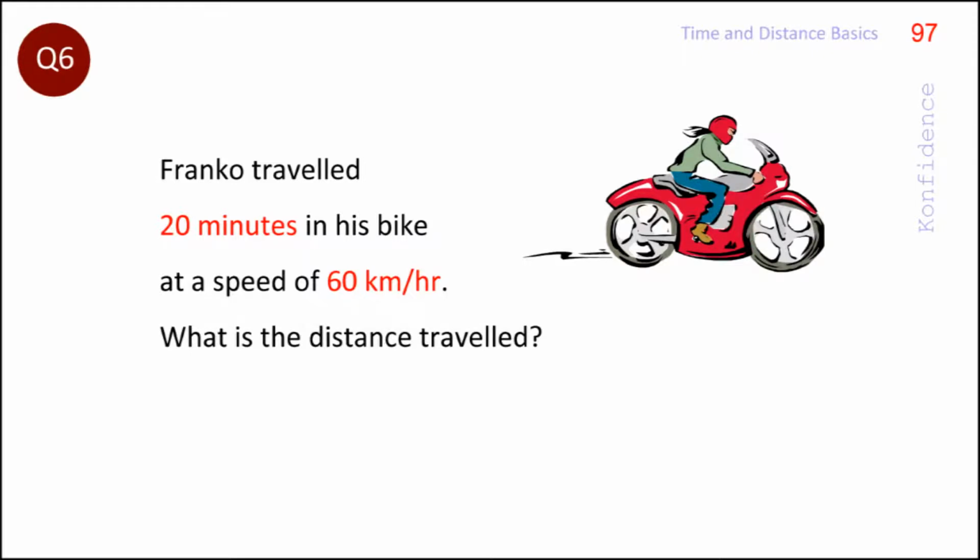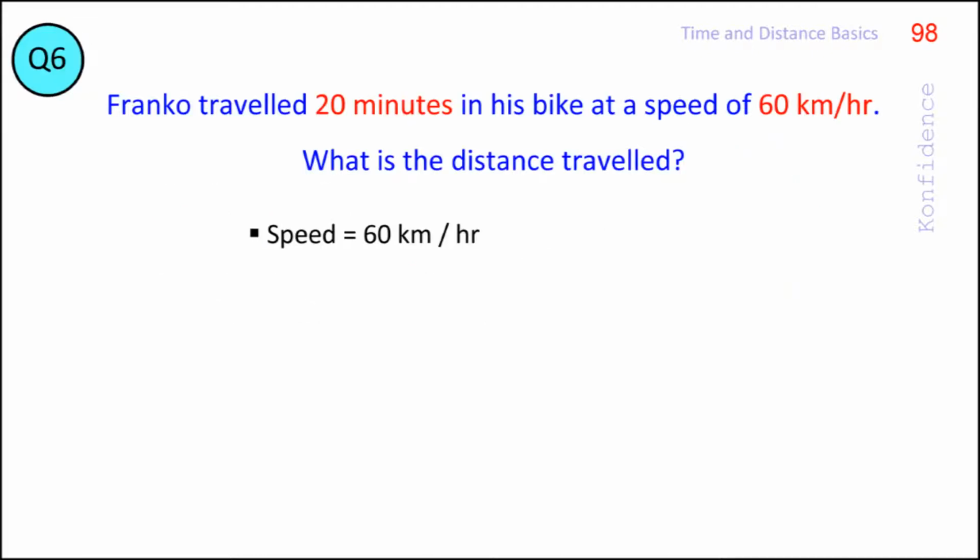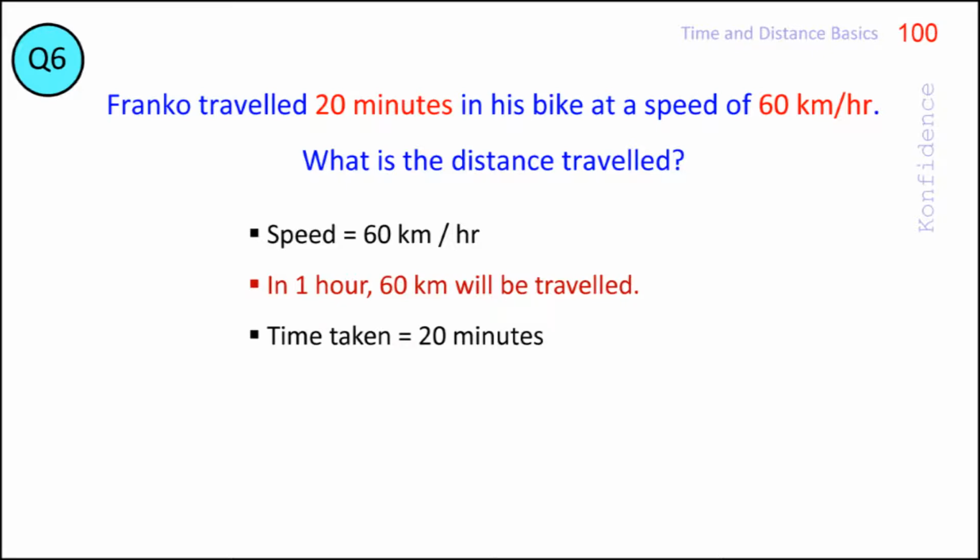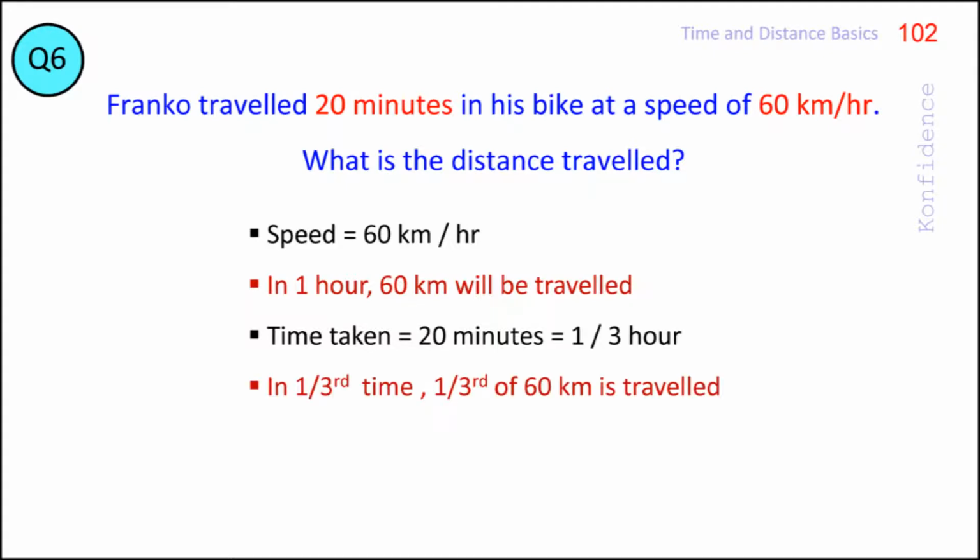Look at the slide. Franco traveled 20 minutes on his bike at a speed of 60 kilometers per hour. Can you find the distance traveled? We know that Franco's speed is 60 kilometers per hour. That means Franco will travel 60 kilometers in 1 hour. But he has not traveled for 1 hour. He has just traveled for 20 minutes, which is 1 by 3rd of an hour. So in 1 by 3rd time, he will travel 1 by 3rd the distance of 60 kilometers, which is 1 by 3 into 60 or 20 kilometers.